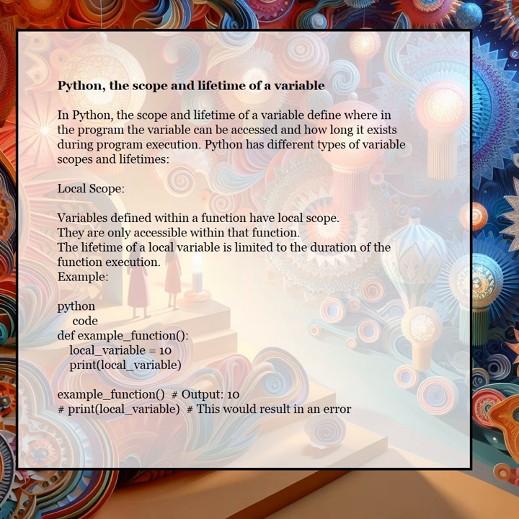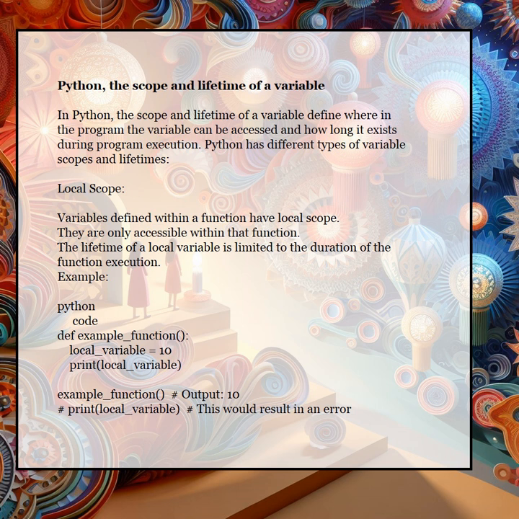Python: the scope and lifetime of a variable. In Python, the scope and lifetime of a variable define where in the program the variable can be accessed and how long it exists during program execution. Python has different types of variable scopes and lifetimes.